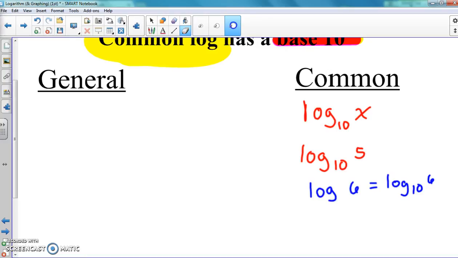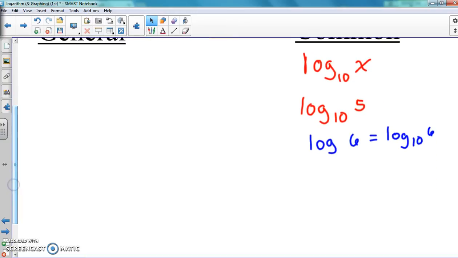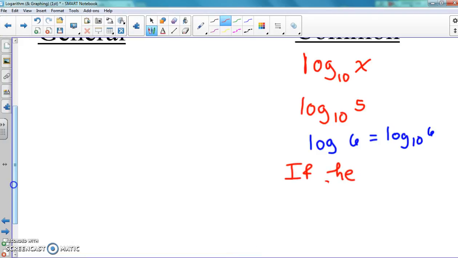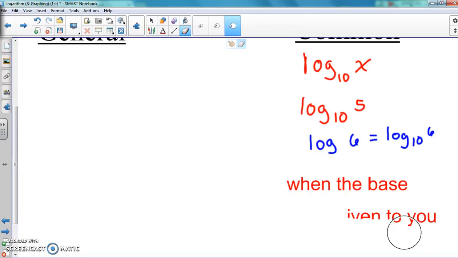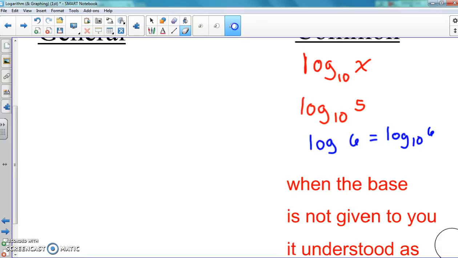I'm going to show you this. Sometimes they won't actually put a base there. So I might say log 6, like it is on that blue part there. But what you need to understand is log 6 is the same thing as saying log 6 base 10. When they don't show you a base, it's understood to be base 10. I think I already wrote that down. Yep, I sure did already.